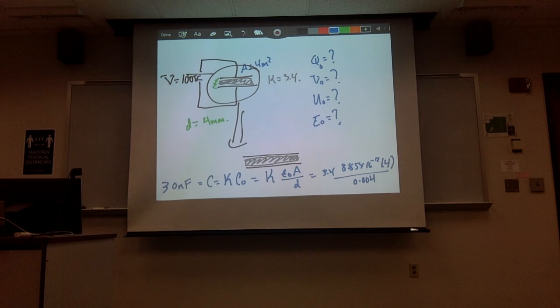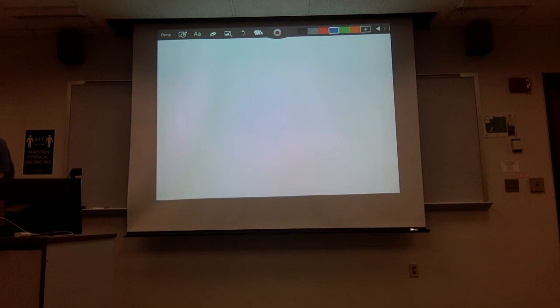Okay, so there's that. Let's talk about the electric field. In this case, we know that the electric field initially is equal to the initial potential divided by the distance between the two plates. So this is going to be equal to 100 volts divided by 0.004, which is the same thing as 25,000 newtons per coulomb or volts per meter. So this is my initial amount of electric field.